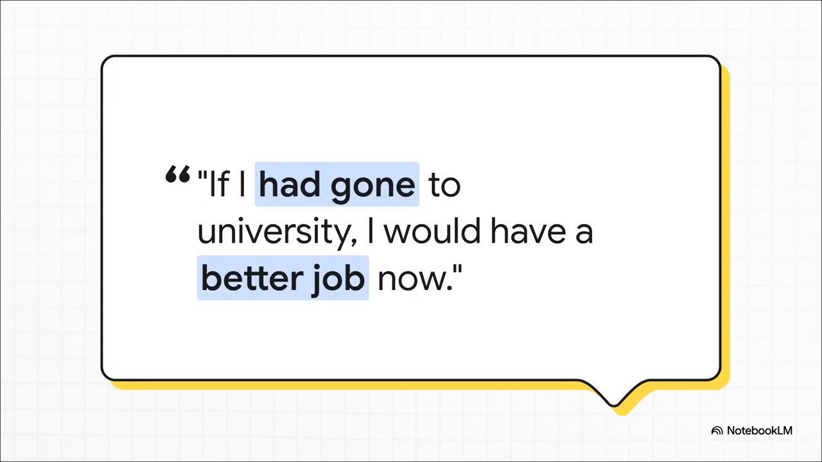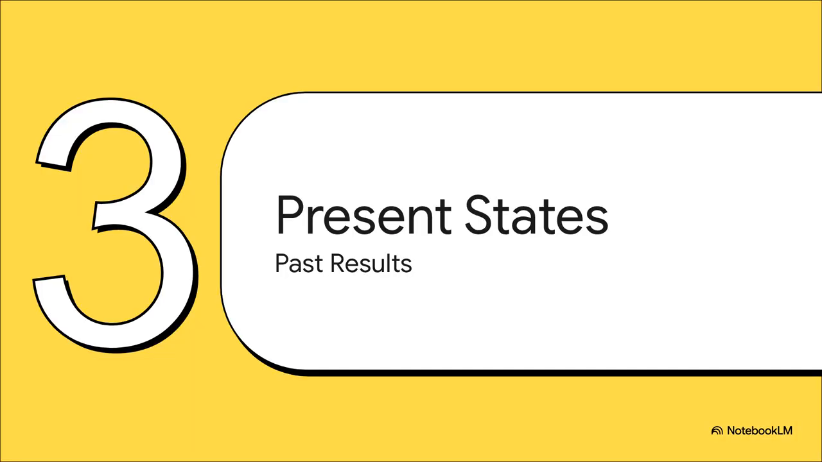And this example just nails it. If I had gone to university, I would have a better job now. So, if I had gone to university, that's the hypothetical past, right? The reality is I didn't go, and the result, I would have a better job now. That's the unreal present. You see that beautiful connection? Past action, present consequence? All right, you ready? Let's totally flip the timeline now.